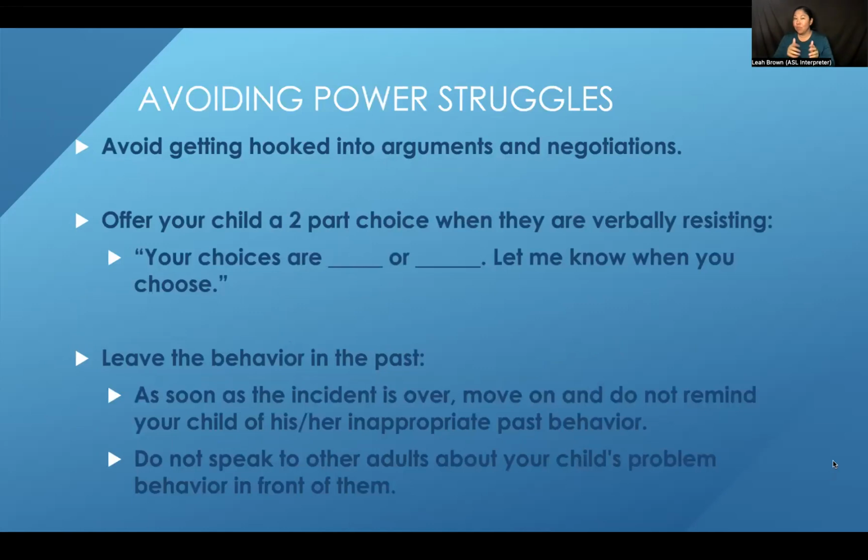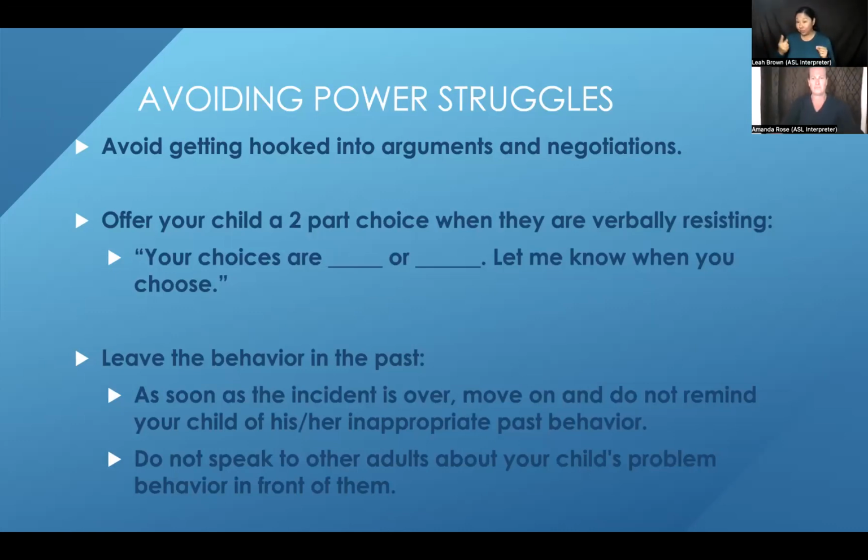Avoiding power struggles. Avoid getting hooked into those arguments and negotiations, as your kiddos are going to learn that if I can continue going back and forth, maybe I'll get more out of it. Offer your child a 2-part choice when they are verbally resisting. So, your choices are to go brush your teeth or get your pajamas on. Let me know which one you want to choose first. Giving them those 2 options that you know are acceptable, they're going to have to decide which one they want to do first.